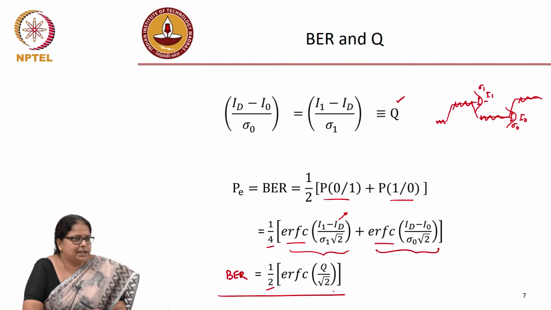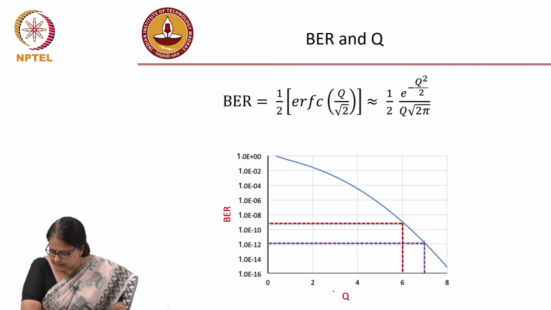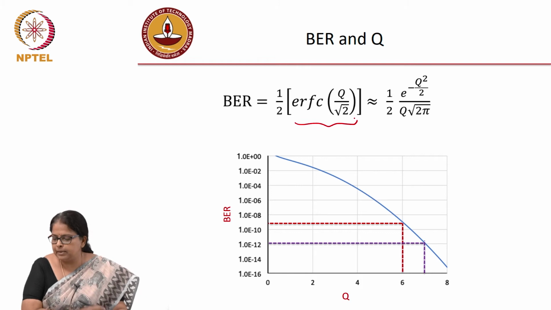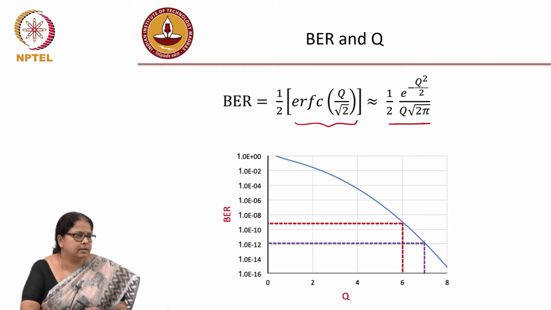10 power minus 9, right? So now we can see what should be the Q so as to get a bit error rate of 10 power minus 9. So this is the plot where I have plotted this complementary error function, and it turns out that the complementary error function can be approximated to an exponential function provided your Q is greater than 3. If Q is greater than 3, this is true, right?